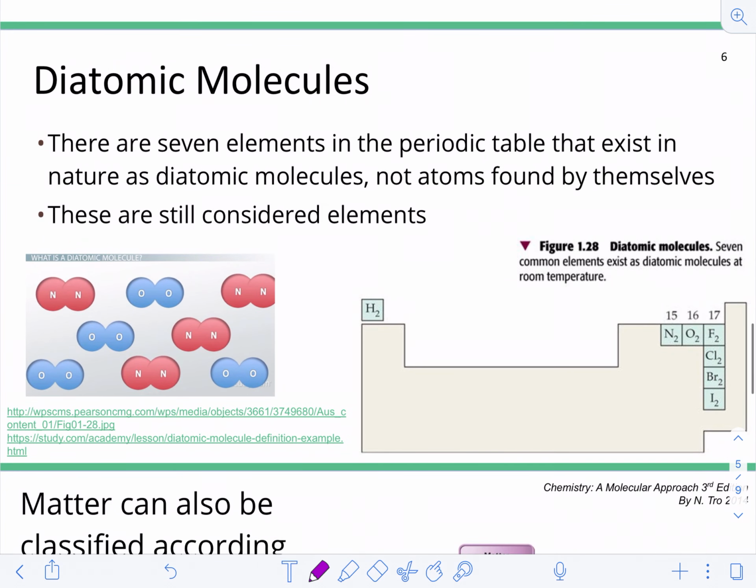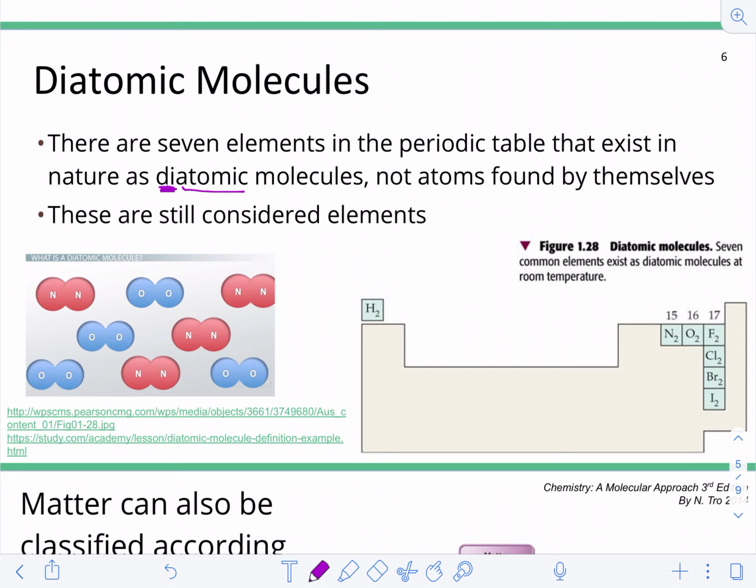So on the periodic table, we have 7 elements that exist in nature as diatomic molecules. All right, so you're probably seeing this "di" and you're thinking 2, which is exactly right. So these are 2-atom molecules. These 7 elements are never found as atoms by themselves. They're always found as these paired molecules.